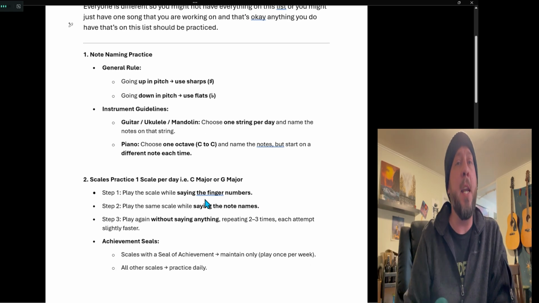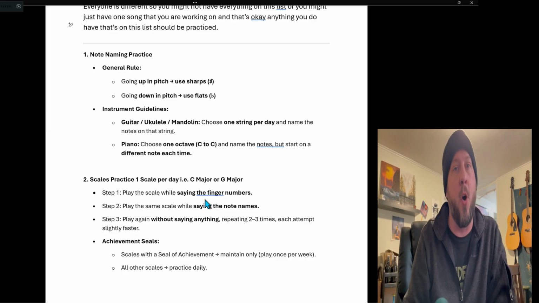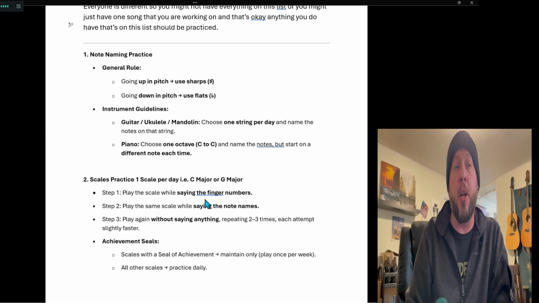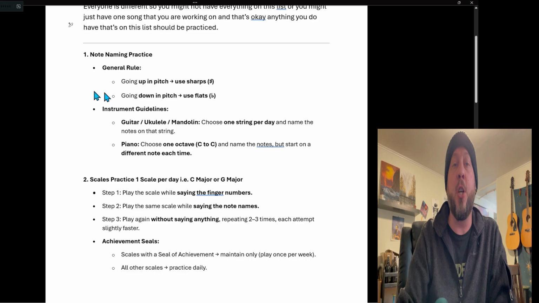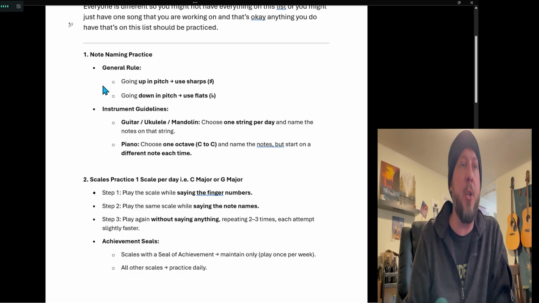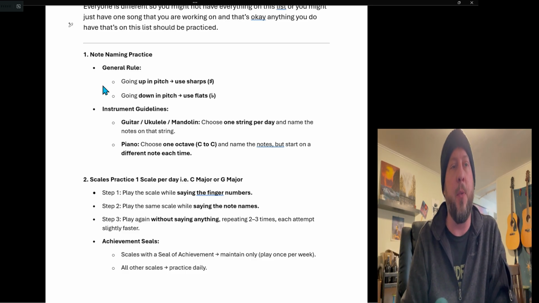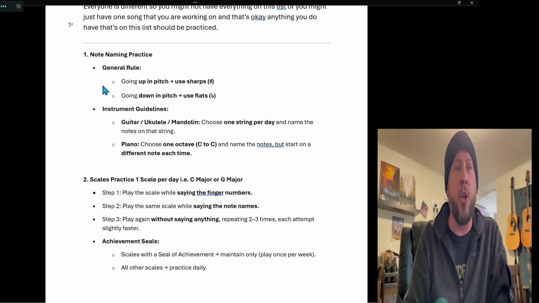All right. So by now, everybody should have the note naming practice, right? That should be the first one that you should have. Now again, today we are going to be talking about piano, so we will be looking at this right here. You can tell that sometimes it'll show up as a certain instrument, right? But for a general rule, when going up in pitch, you're going to use sharps, and when going down in pitch, you're going to use flats, right? And then for piano, you're going to choose one octave, for example, like C to C. You're going to name those notes, and then of course starting on a different note each time as well, right?